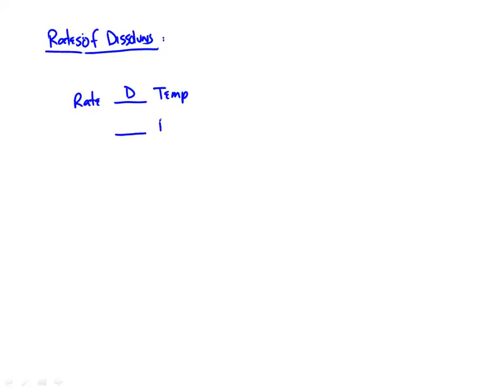Rate compared to particle size is inversely proportional, meaning the smaller the particle, the faster the rate, right? But it's directly proportional to surface area. And so remember that particle size and surface area are inversely proportional, meaning big particles have very small surface area. Very small particles have large surface area.